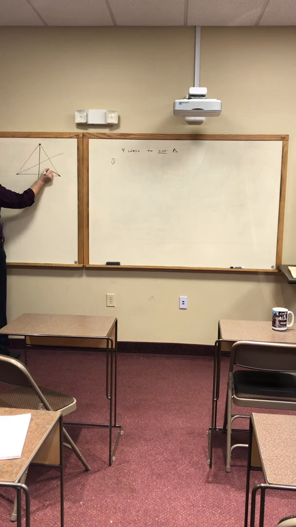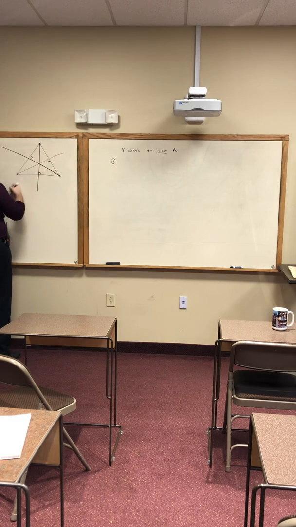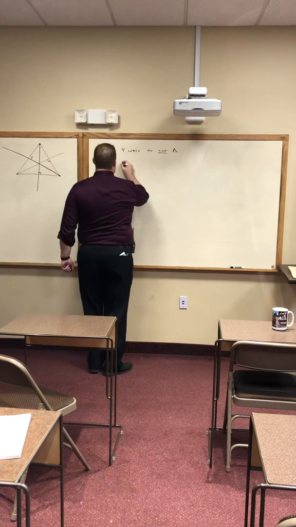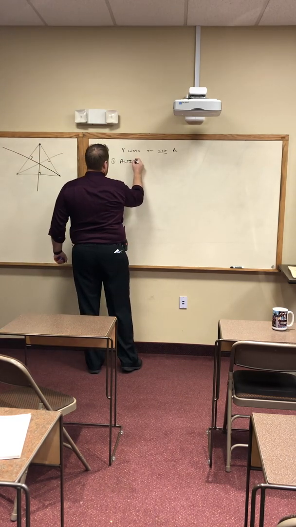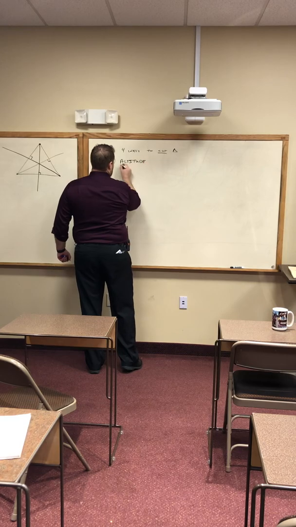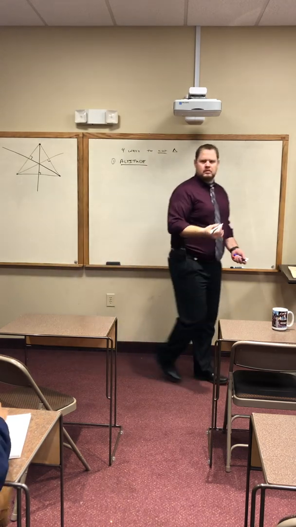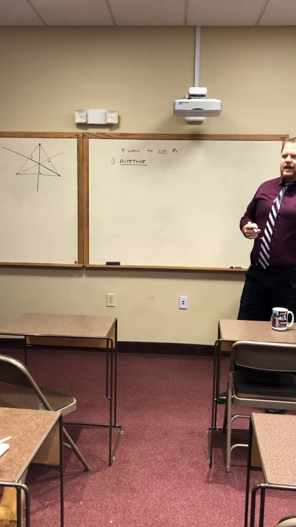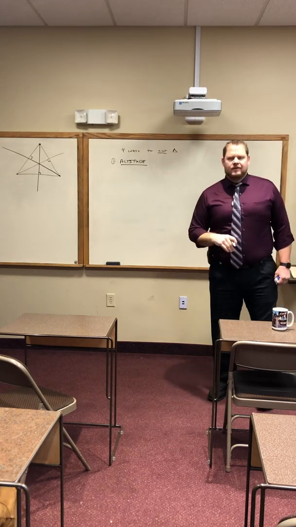Starts at the vertex. And it makes it perpendicular. Okay? Now, pretty cool, right? So here's the point. What that is called is an altitude. It's the height of the triangle. A right angle of it forms the height of a triangle.